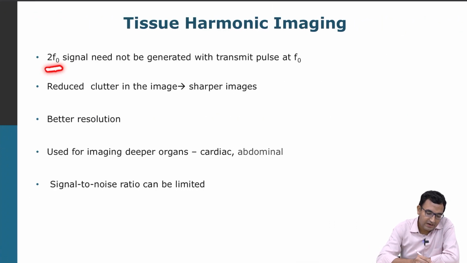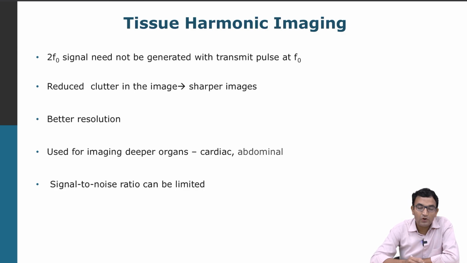So like I said, we are getting this 2F0 signal. Now you may ask why 2F0, why not 3F0, 4F0? Well, it turns out there are some bandwidth limitations which we will discuss in a later slide. So 2F0 or harmonic imaging is the most popular.